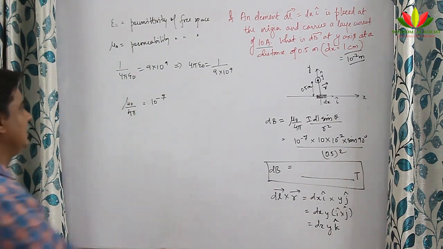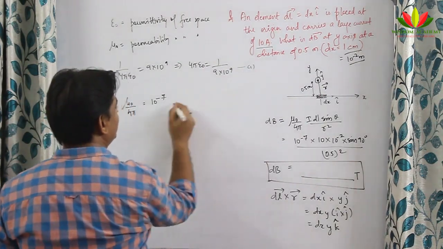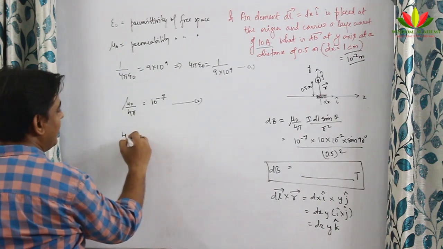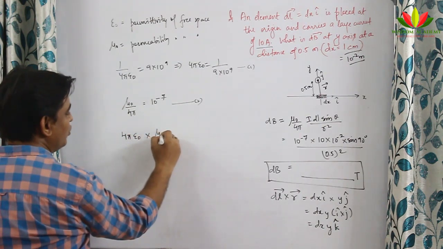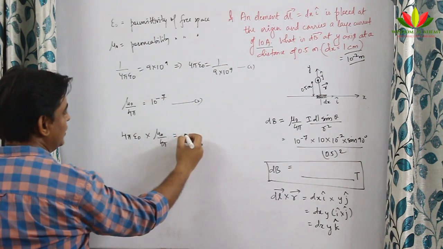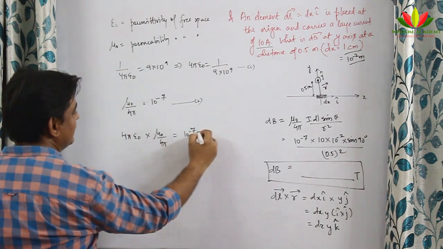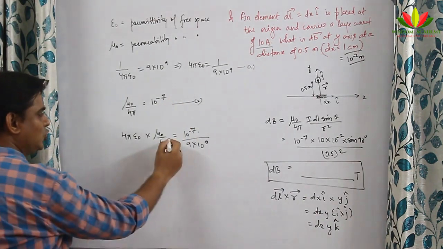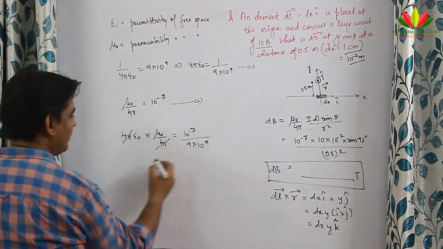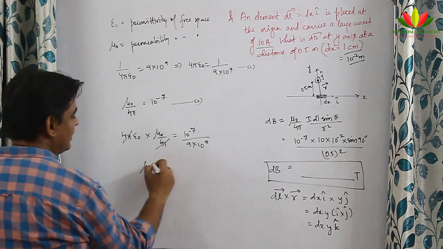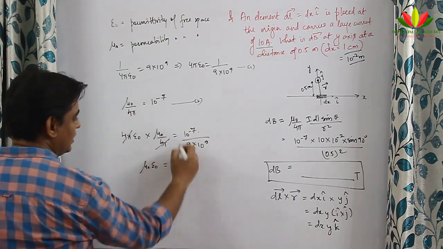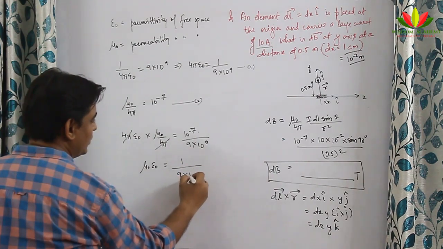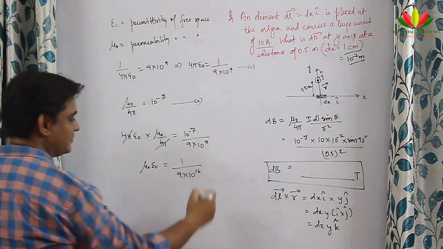So what I will do, let this be equation number 1, let this be equation number 2, I will multiply both. If I do 1 into 2, I will get 4 pi epsilon naught into mu naught by 4 pi is equal to 10 to the power minus 7 divided by 9 into 10 to the power 9. So these two get cancelled and this goes above. I get mu naught epsilon naught is equal to 1 by 9, or this comes down, I can write it as 1 by 9 into 10 to the power 16.